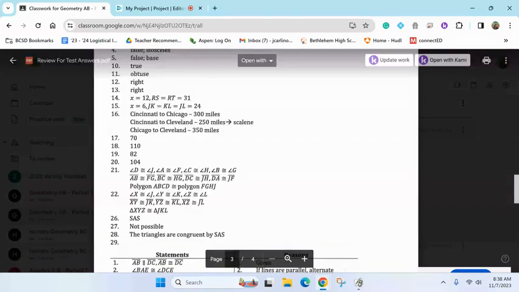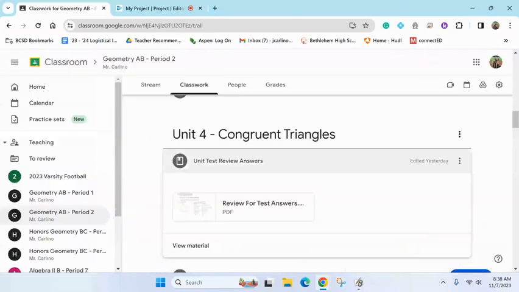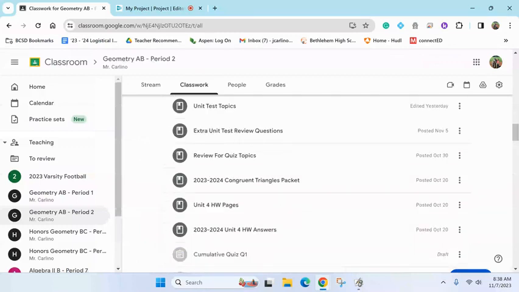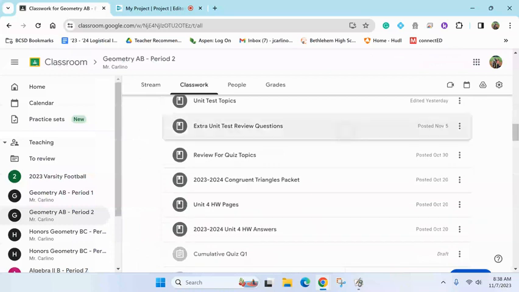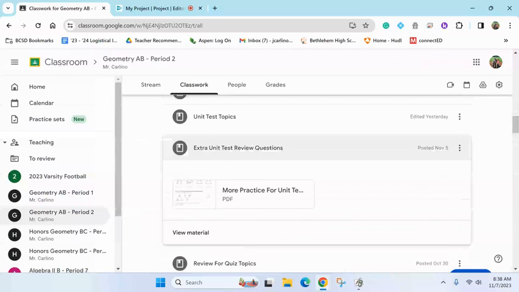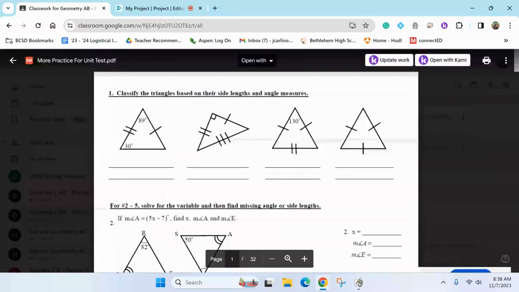And then if that's not good enough, there's one more review. Go back to classwork for me. There's one more review. Everyone, extra unit test review questions. Open that up for me. In case you decide to try some of these, I want to show you how this whole thing works.